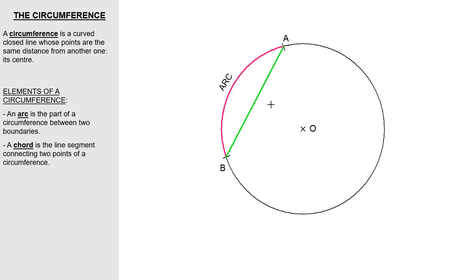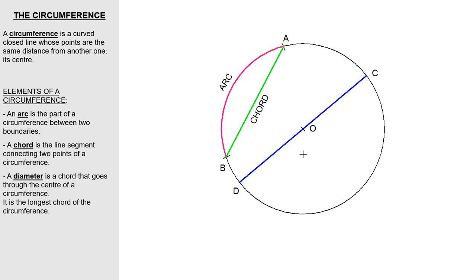The line segment that joins points A and B is a circumference chord. Amongst the infinite number of chords that can be drawn on a circumference, one is especially relevant, which is the one that goes through the center of the circumference. This line segment, which is a chord because it joins points C and D on the circumference, since it also goes through its center, is called a diameter. Furthermore, a diameter is the longest chord out of all the possible ones that can be drawn on a circumference.